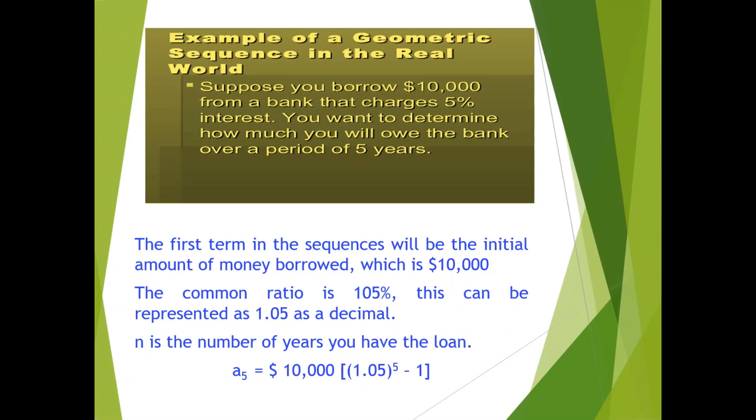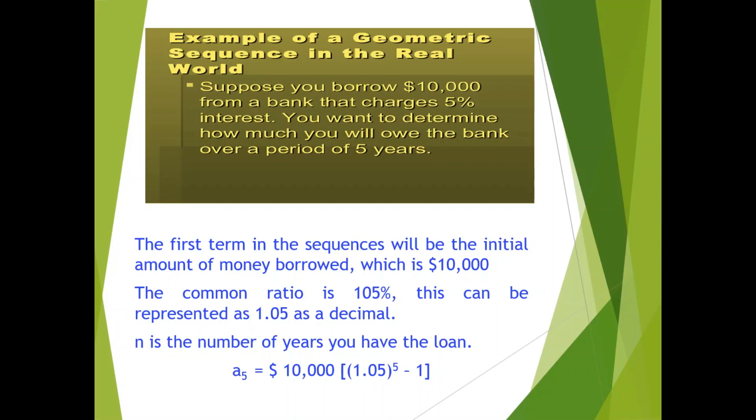Example of a geometric sequence in the real world. Suppose you borrow $10,000 from a bank that charges 5% interest. You want to determine how much you will owe the bank over a period of 5 years. The first term in the sequence will be the initial amount of money borrowed, which is $10,000. The common ratio is 105%. This can be represented as 1.05 as a decimal.